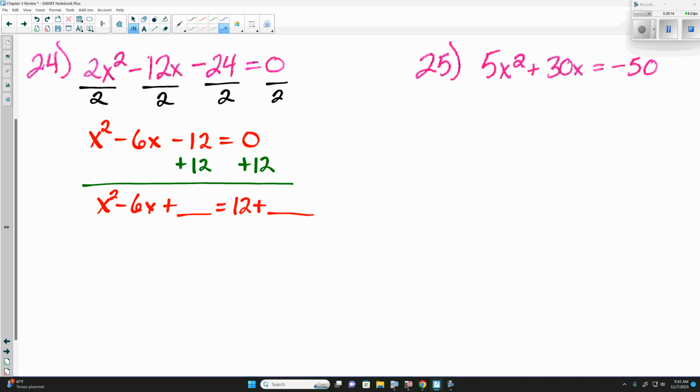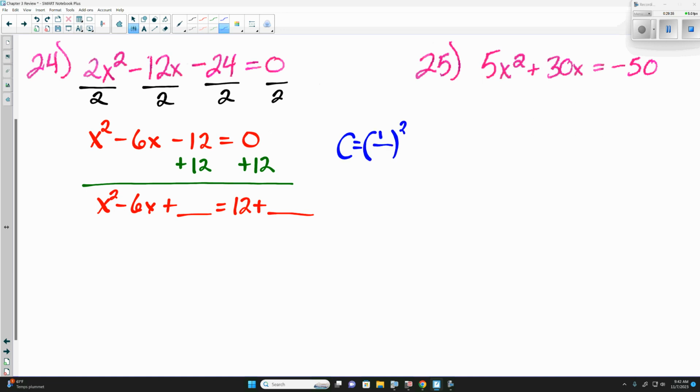Questions about steps 1 or 2? So step 1 is a equal to 1. If not, make it so. Step 2, get the variables by themselves. So we get the x squared and negative 6x in this case on one side. And we move the 12 to the other side.